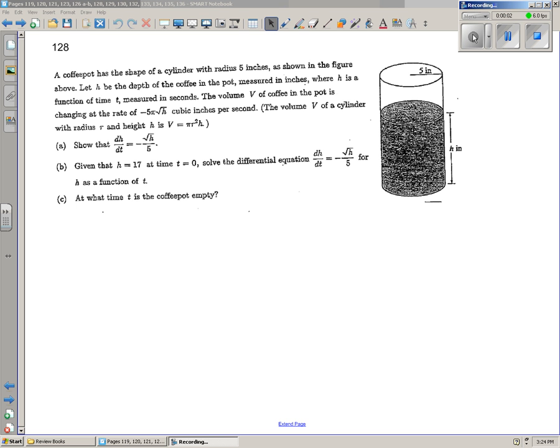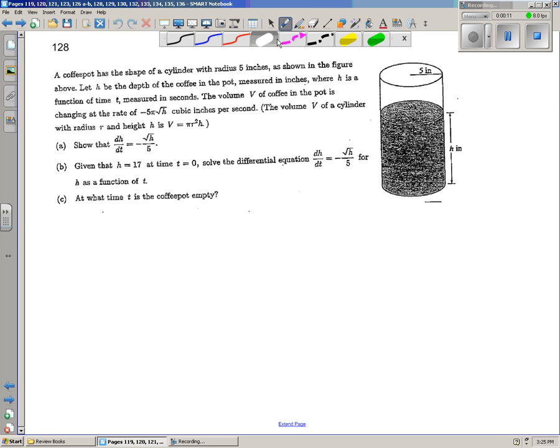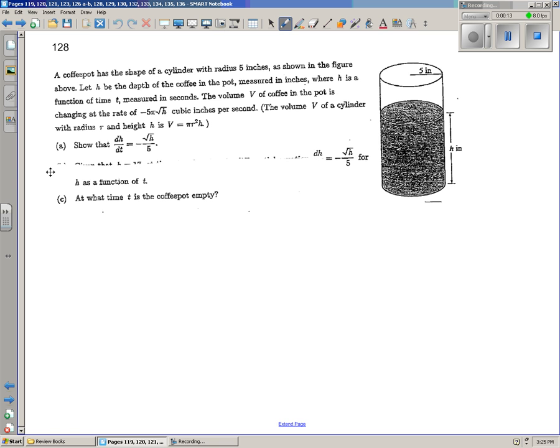Okay, so this is hopefully the last movie for the midterm review. So page 128, I'm going to tell you right now, we do not need to do B and C here. We're not up to this yet. So wipe this out. So all we're doing is part A on this one.